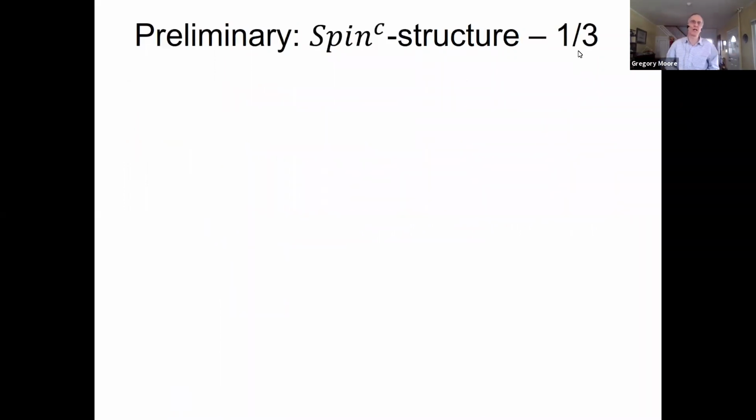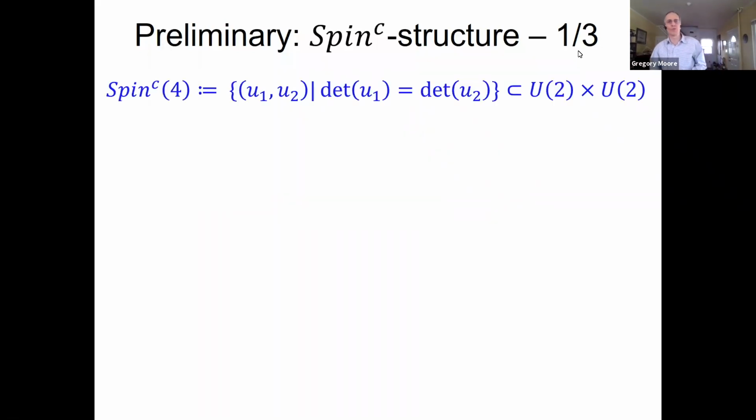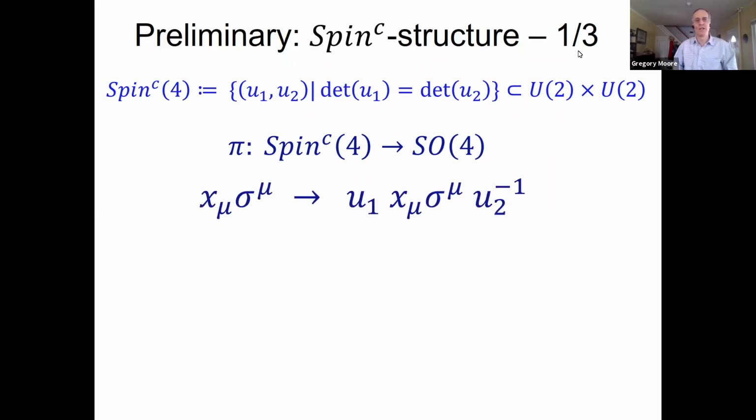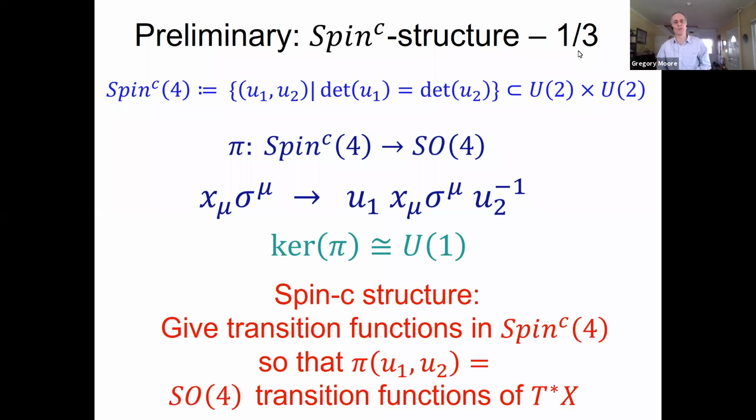So now I'm going to take three slides and remind you of a few things about spin C structures. So first of all, the group spin C of four is pairs of 2x2 unitary matrices of equal determinant. And there's a homomorphism from spin C of four to SO4, which is very similar to the very standard and well-known one from spin four to SO4. So if you take a vector in R4 and you make it into a quaternion, then you can multiply on the left and the right by U1, U2 inverse. The phase cancels out because the determinants are equal. And so it's just like an SU2 action. So that defines an SO4 rotation. But the kernel of this homomorphism is U1.